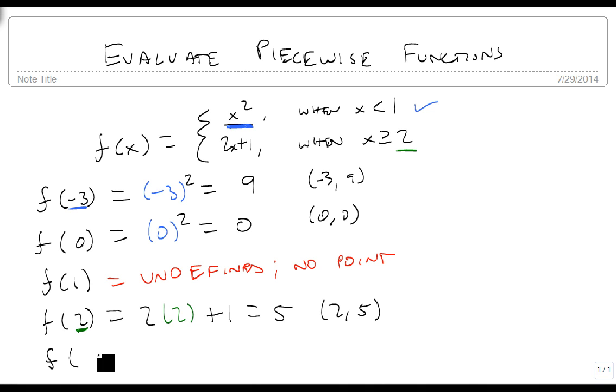One last one, f of 5 becomes 2 times 5 plus 1, because again, 5 is bigger than 2, which is 10 plus 1, which is 11, so I get a point at 5, 11. And now I've evaluated these at their given points by comparing the value first against the region, and then once I know which of these lines to use based on the value of x, I come back in and plug it into that corresponding rule.